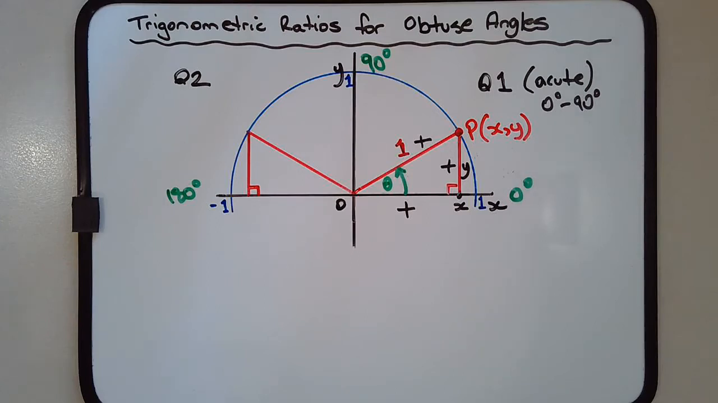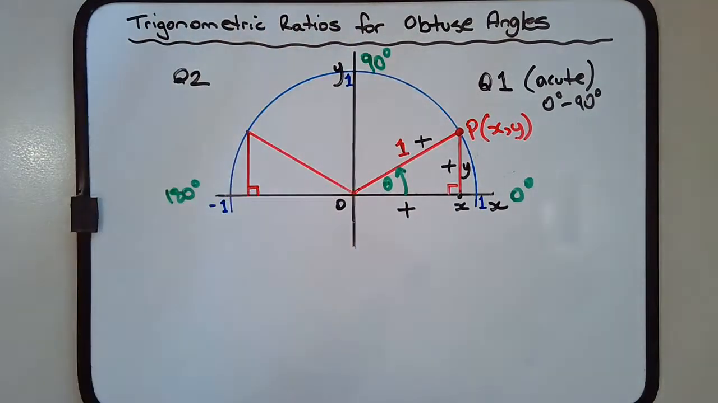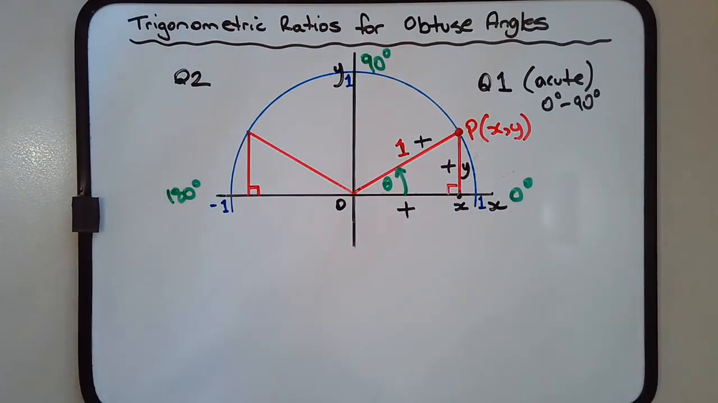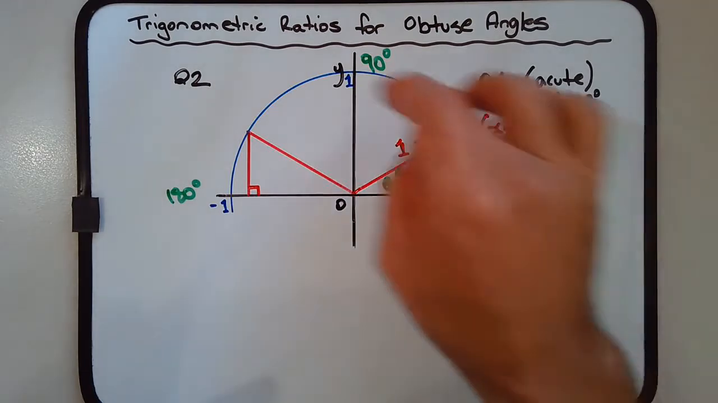Let's have a look now at trigonometric ratios for angles other than acute angles. And we're going to start off with the obtuse angles. So if you've hopefully watched the last video, the last video was about the unit circle drawn on a number plane, and also looking at how angles are measured on a number plane as well.